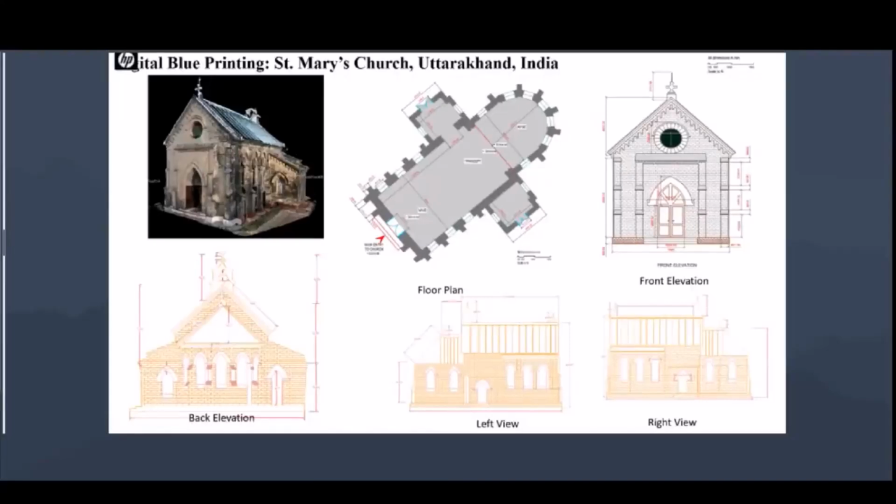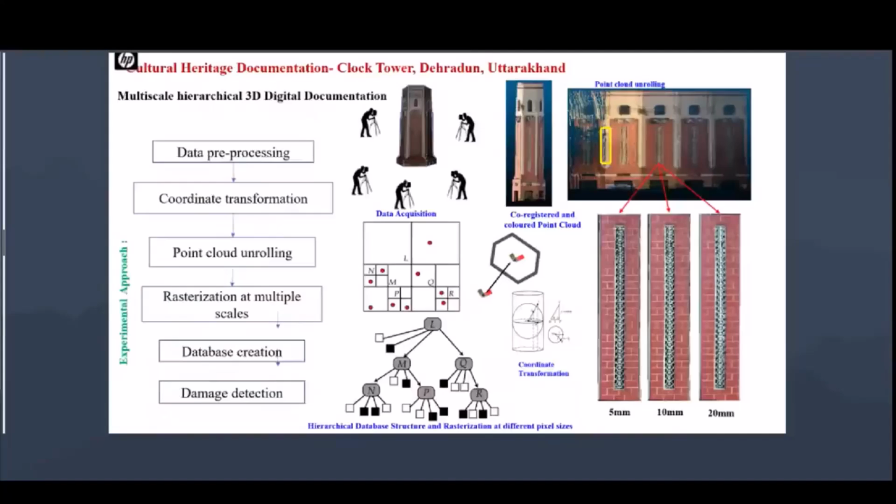Similarly, a slightly different approach was done for multi-scale hierarchical documentation. Here, the point cloud data was unrolled and then rescaled to different pixel sizes, and at each pixel size, it was stored in the archive as a hierarchical data set.